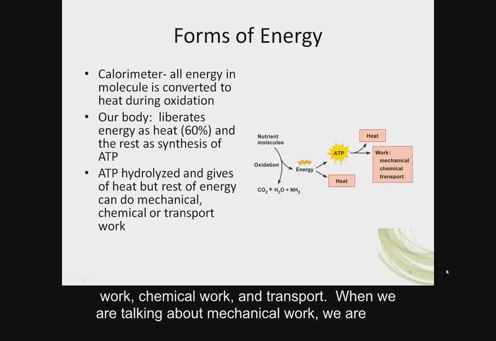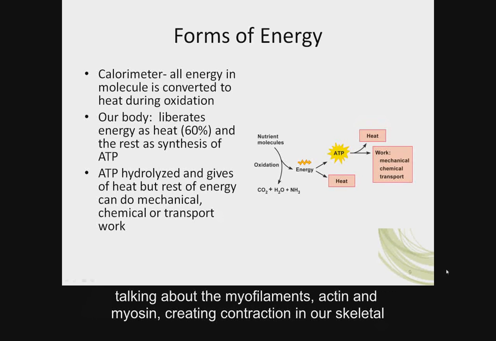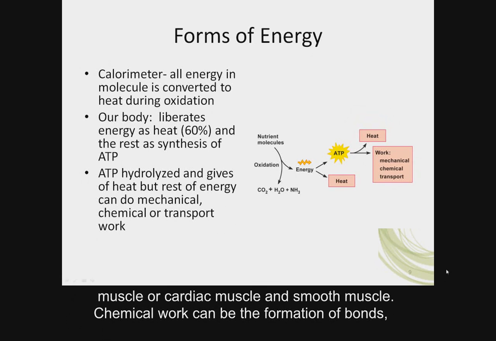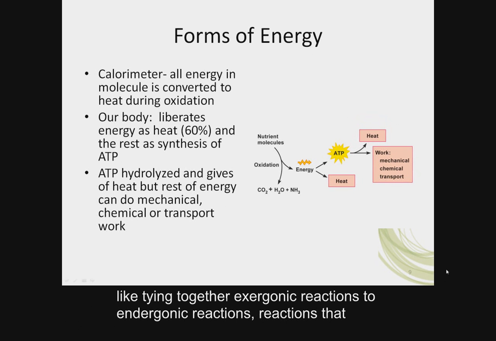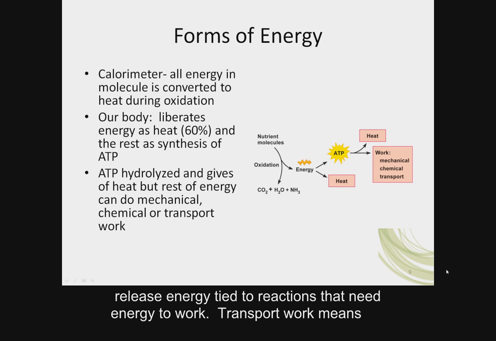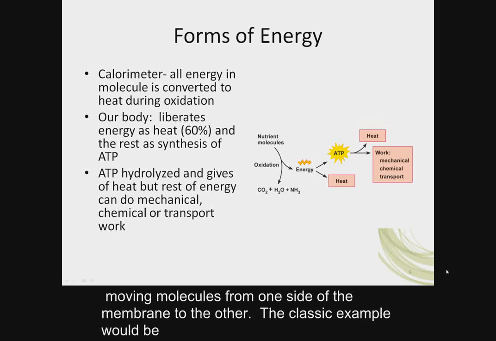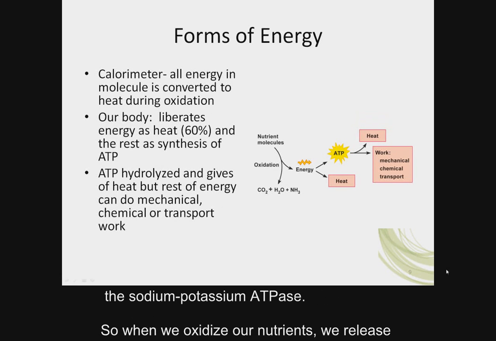When we are talking about mechanical work, we are talking about myofilaments, actin and myosin, creating contraction in our skeletal muscle, cardiac muscle, and smooth muscle. Chemical work can be the formation of bonds, like tying together exergonic reactions to endergonic reactions, reactions that release energy tied to reactions that need energy to work. Transport work means moving molecules from one side of the membrane to the other. The classic example would be the sodium-potassium ATPase.